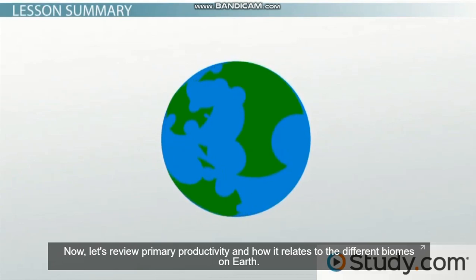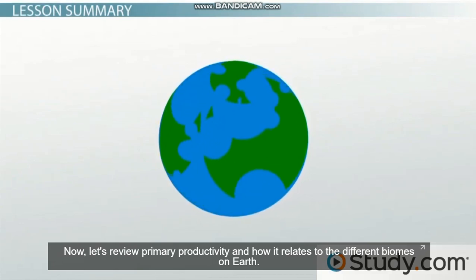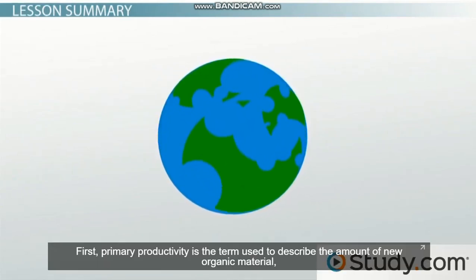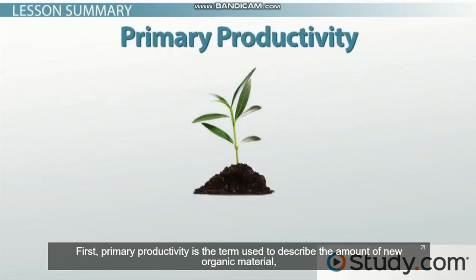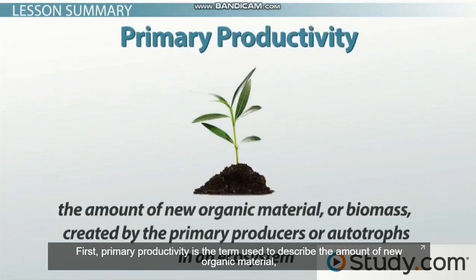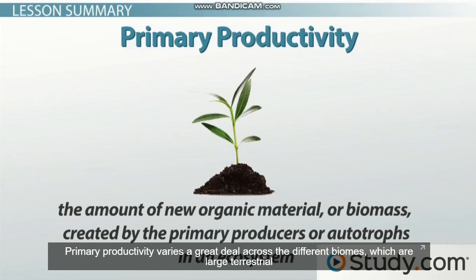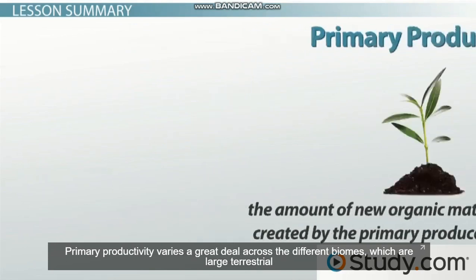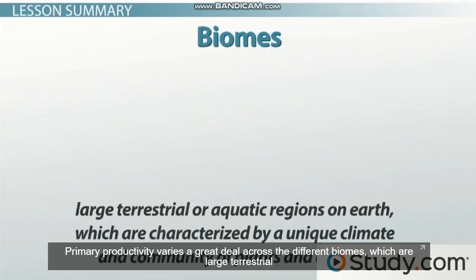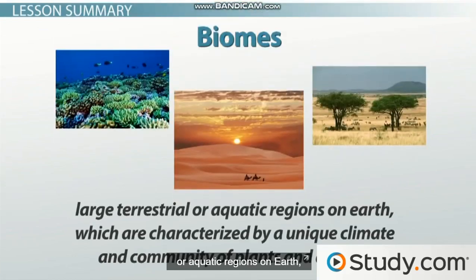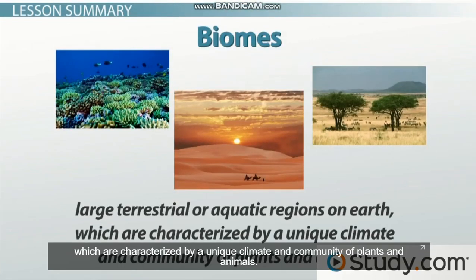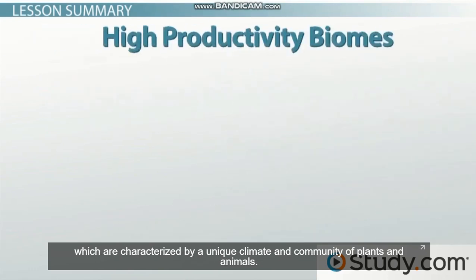Now, let's review primary productivity and how it relates to the different biomes on Earth. First, primary productivity is the term used to describe the amount of new organic material or biomass created by the primary producers or autotrophs in an ecosystem. Primary productivity varies a great deal across the different biomes, which are large terrestrial or aquatic regions on Earth, which are characterized by a unique climate and community of plants and animals.